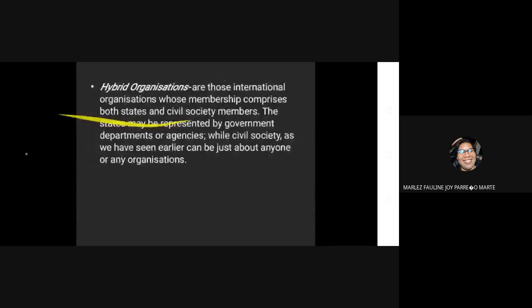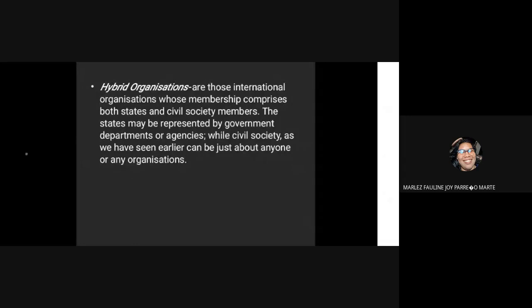So, let's go to the hybrid organizations. Hybrid organizations are those international organizations whose membership comprises both states and civil society members. The states may be represented by government departments or agencies, while civil society, as we have seen earlier, can be just about anyone or any organization.